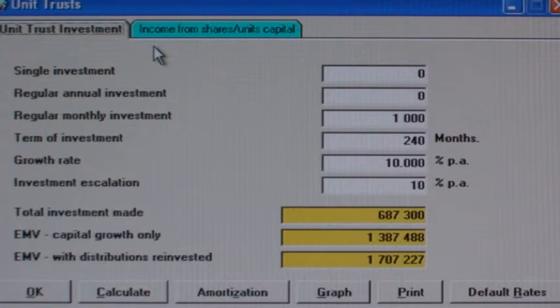Looking at the first tab, we enter as an example a monthly investment contribution of 1,000 Rand escalating at 10% per annum for 20 years or 240 months. I'm using a 10% escalation here to build up capital while the investor is young and still working. We entered a growth rate of 10% per annum in this example, and I think most financial consultants will be happy with 10% growth, but you're quite free to enter whatever figure you choose.